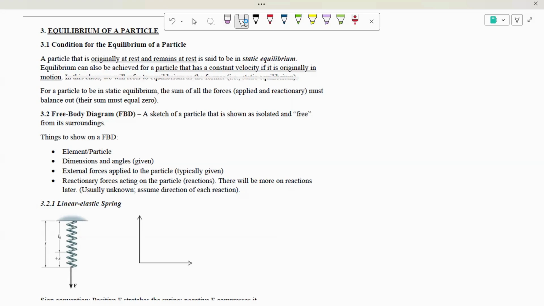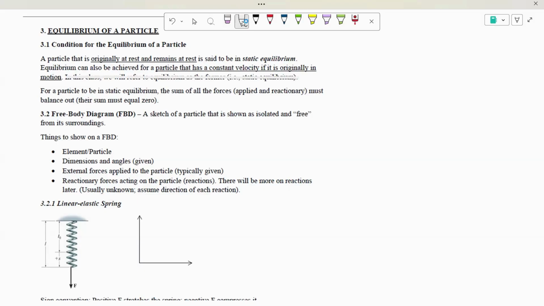Hello everyone. Today we're going to be talking a little bit about equilibrium of a particle. A particle that is originally at rest and remains at rest is said to be in static equilibrium. Equilibrium can also be achieved for a particle that has a constant velocity if it is originally in motion.